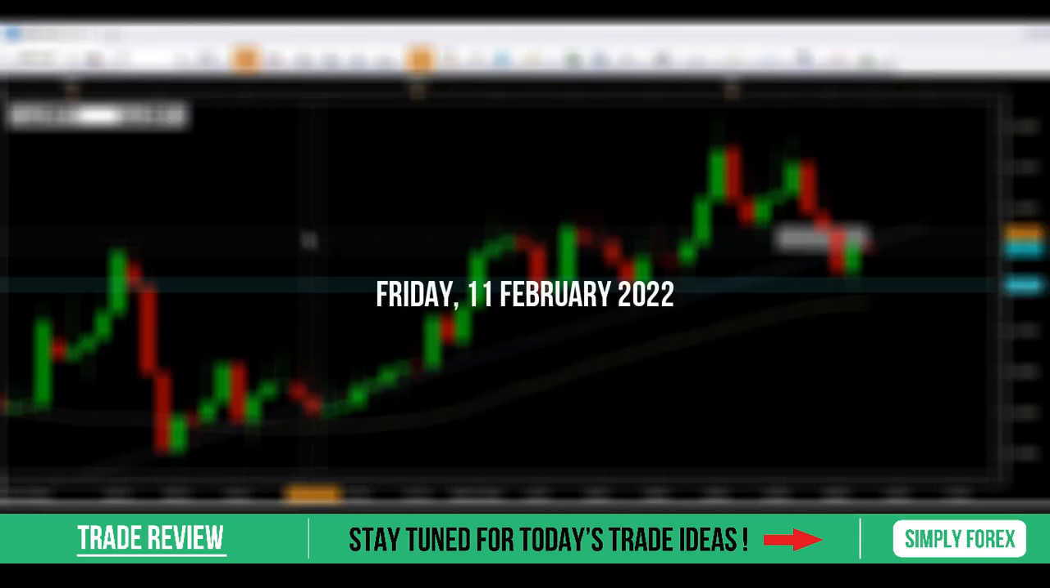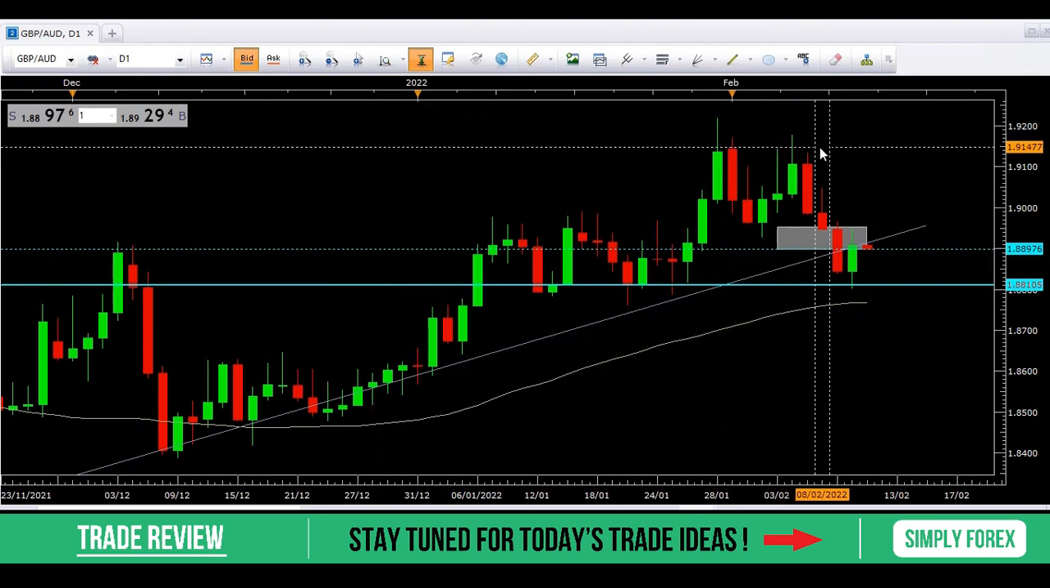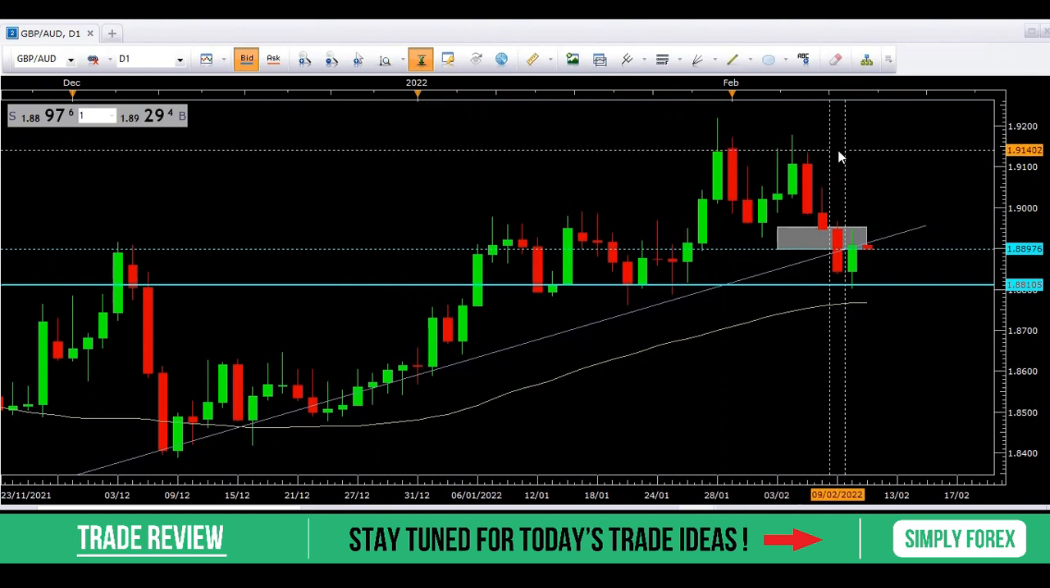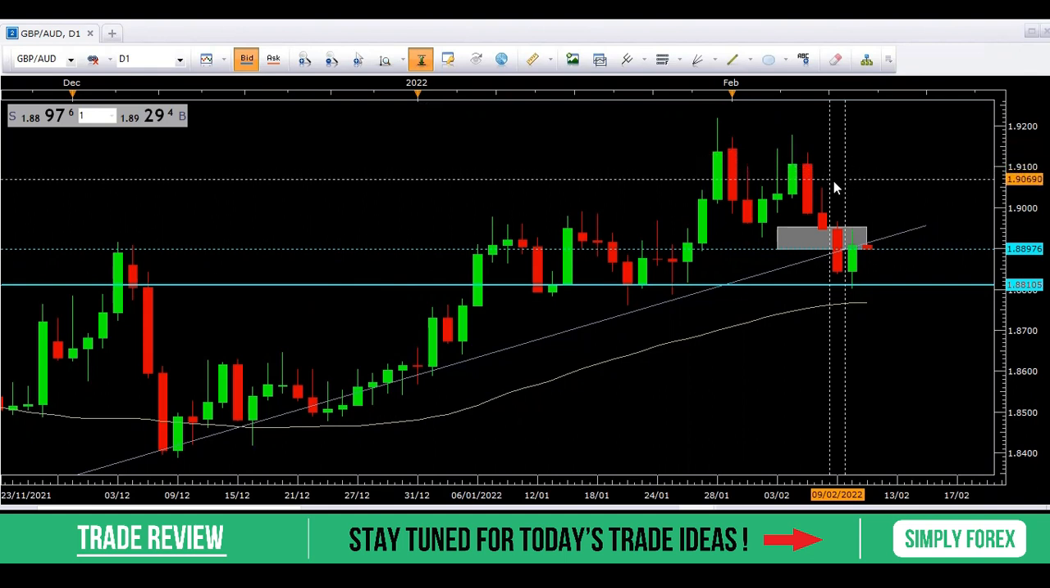And as usual, guys, we're going to start with our reflection of yesterday's trades. We're going to look at those. And if you remember from yesterday, guys, we were looking at this. This is the pound against the Aussie dollar, and we were looking to short this trade. There were many reasons to short this trade.